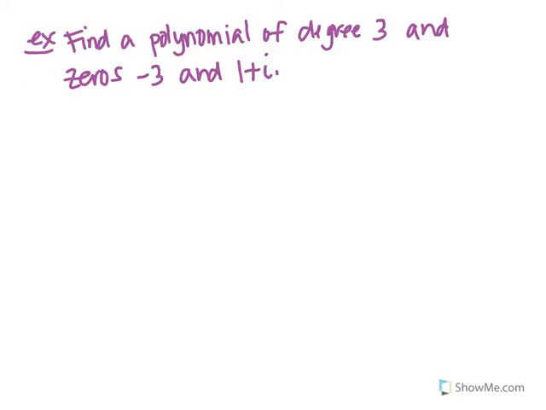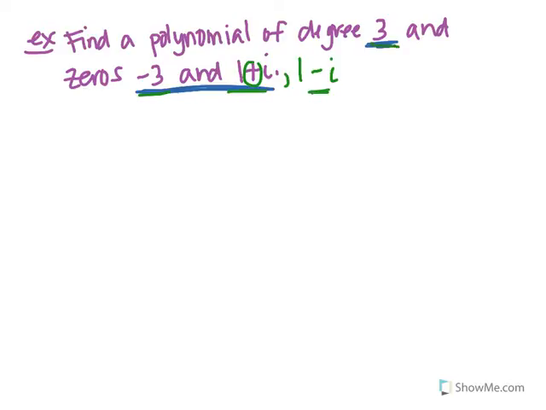So in this example, we're going to find a polynomial that's degree 3 and has zeros negative 3 and 1 plus i. Now if you remember, the degree and the number of zeros have to be the same. So it says it's degree 3, and I only gave you 2 of the zeros. Well, because of the conjugate zero theorem, we know that if 1 plus i is a zero, we also know that 1 minus i is a zero because they come in pairs. Thus I have my 3 zeros to match my degree.